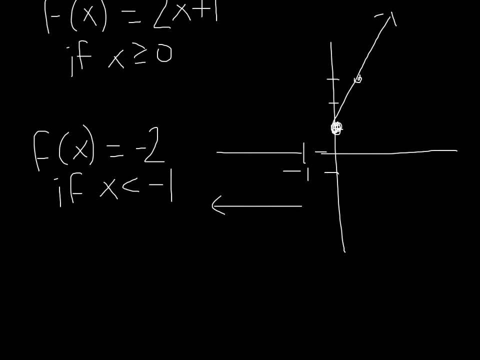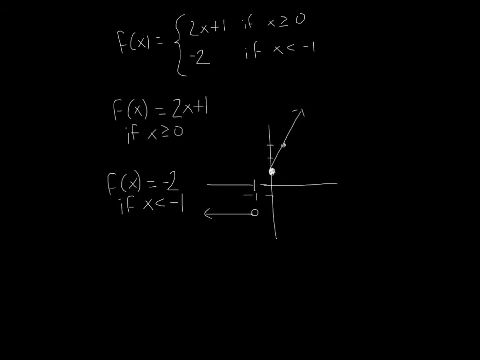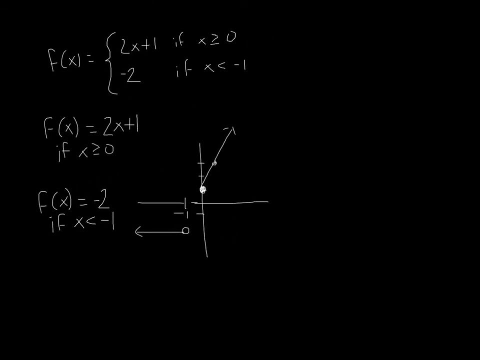Now this boundary, because of the inequality, is open. So right here, see, it doesn't have the or equal to. So strictly less than -1 has to be an open dot right there. And that's the graph of the piecewise function that is given by f of x equals 2x plus 1 if x is greater than or equal to 0, and f of x is equal to -2 if x is less than -1. Now let's do the domain and range.